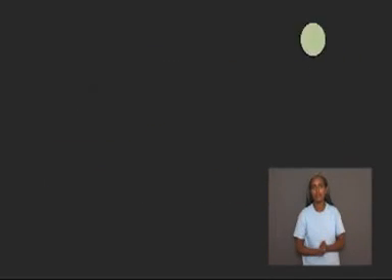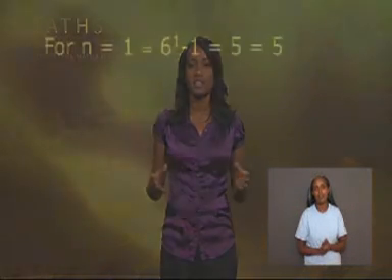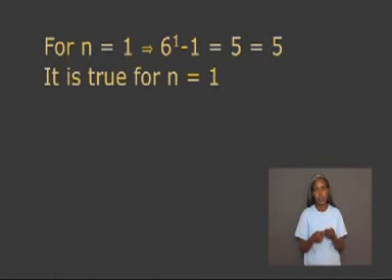Time's up. Let's get back to our lesson. Hello again, students. I trust that you and your partner were successful in making the proof. Let us begin with verifying the assertion by giving n a value of 1. 6 to the power of 1 minus 1 is 5. This is clearly divisible by 5. So, the assertion is holding so far.